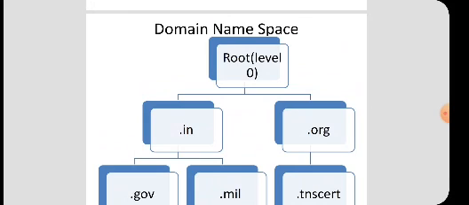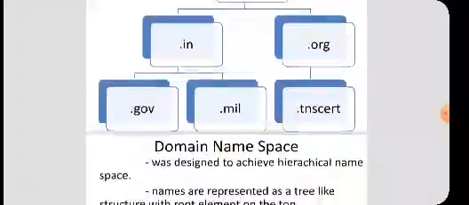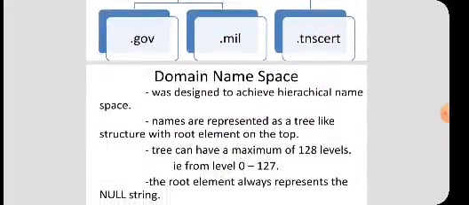Each node in the tree has a label and a domain name. What is a label here? Here, in is a label and .in is a domain name. You understand this? In, that is India, is a label, and .in is a domain name. Each node in the tree has a label and a domain name. First of all, we see the definition. Afterwards, we will see this diagram again.